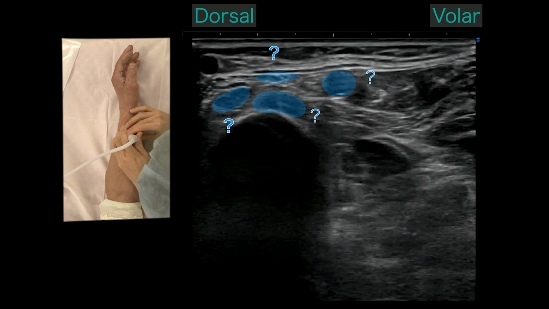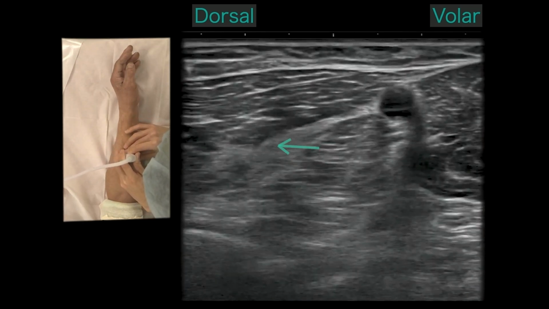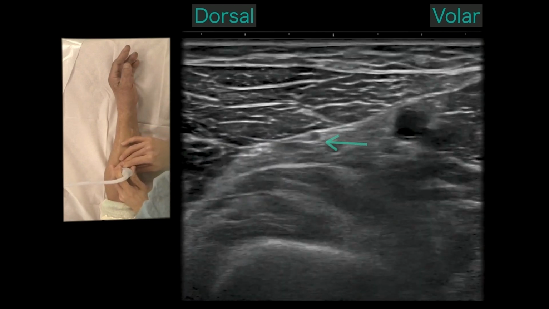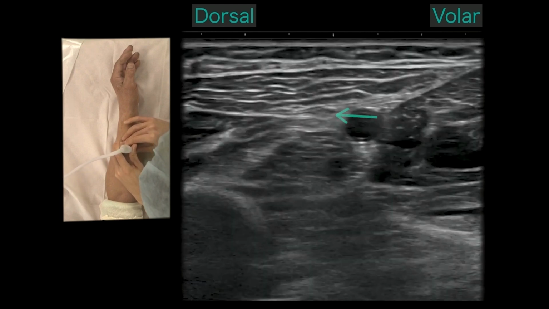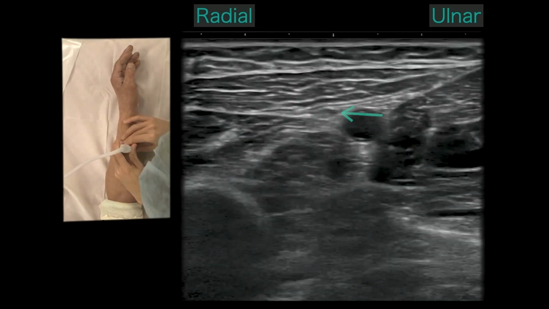In a static image, it can be difficult to identify structures, even for experienced hand surgeons. By moving the ultrasound probe proximally and distally several times, you can continuously observe the cord-like structure running parallel to the radial artery, which moves towards the radial and dorsal sides in the distal area.